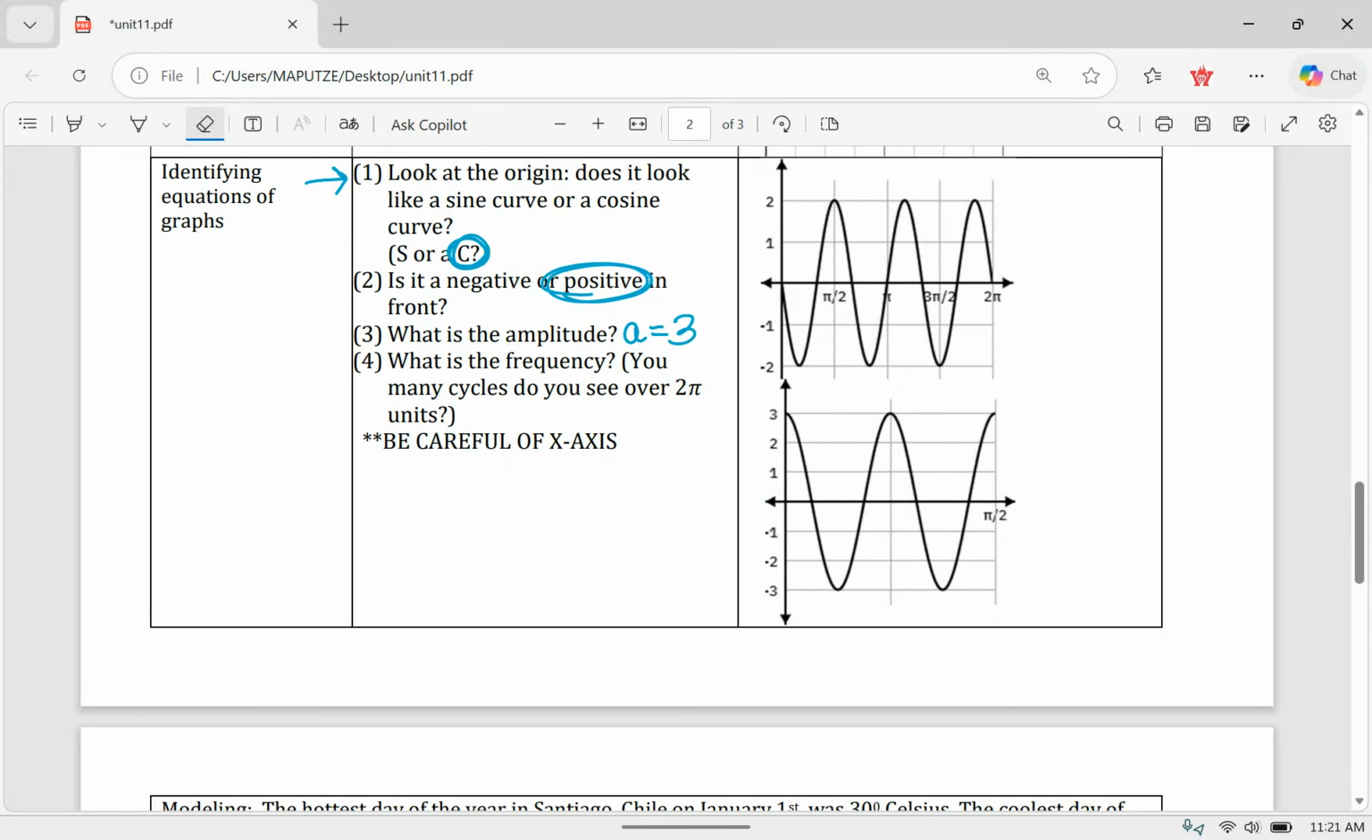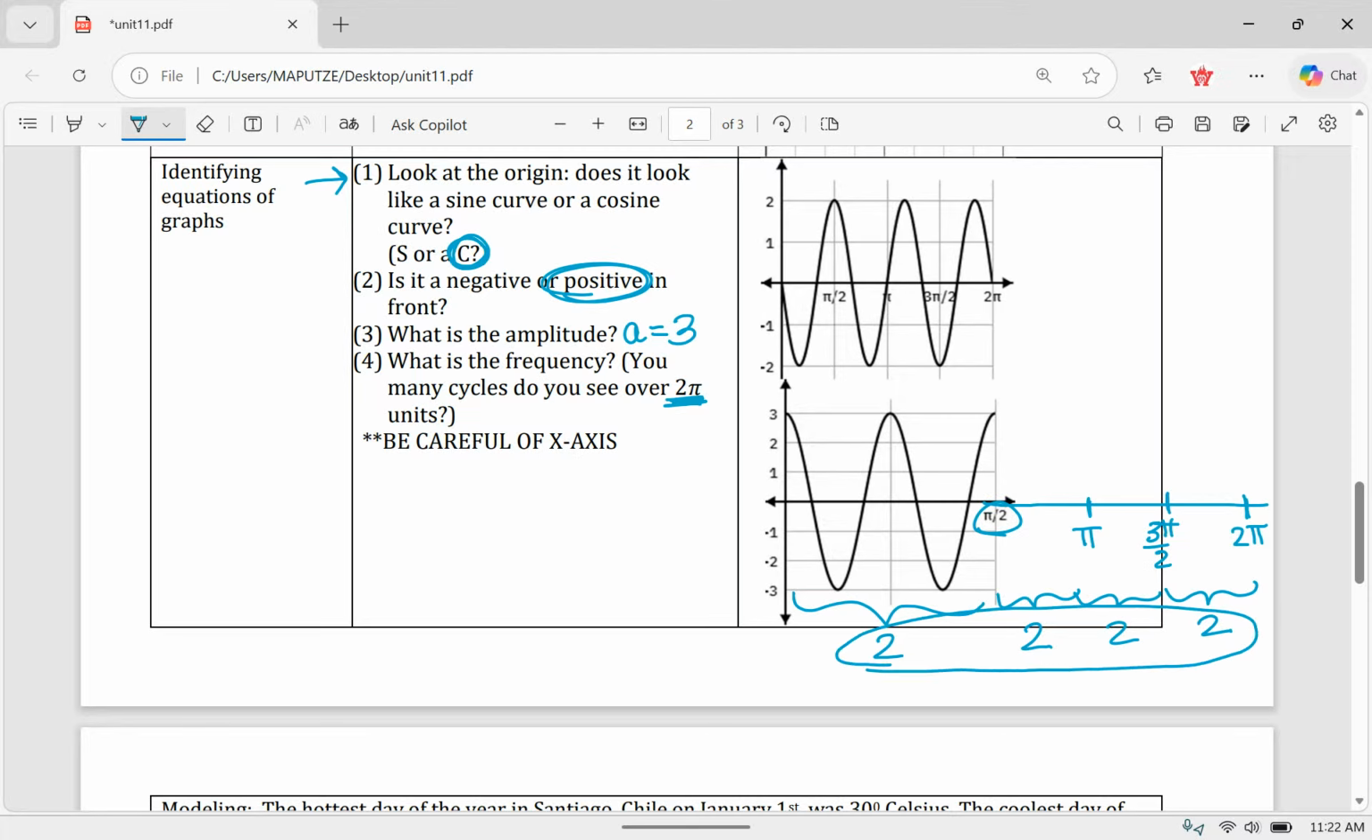What is the frequency? So the definition of frequency is how many cycles do you see in 2 pi space? So here's the problem. You do not have 2 pi space. You only have pi over 2. So you could either envision this graph continuing on and saying to yourself, well, I see 2 curves here, and then in another pi over 2 space, I'm going to get another 2. And then another pi over 2 space, I'm going to get another 2. And then finally I'll get to 2 pi and I'll have another 2. There's your frequency. There's your 8. Okay, so if you're a visual person, you might like that option.